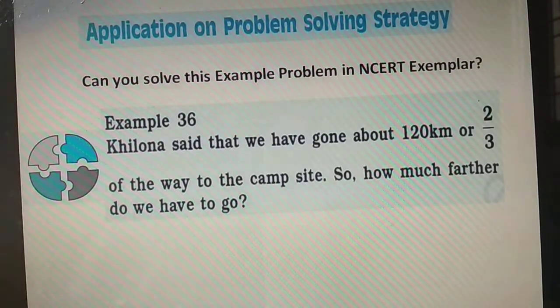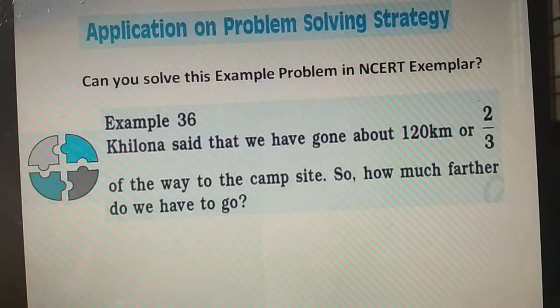Let me explain this problem to you. This is found in the NCERT exemplar textbook. Kilona said that we have gone about 120 kilometers or 2/3 of the way to the campsite. How much farther do we have to go?